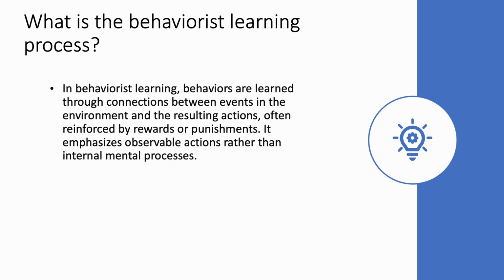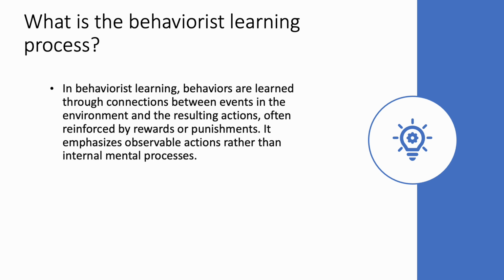But in behaviorist learning, behaviors are learned through connections between events in the environment and resulting actions, right? Events in the environment and resulting actions, right? So something happens in the outside world and there's some result. Something happens, then there's a result, right?